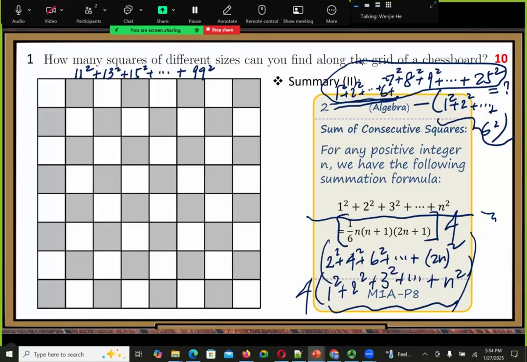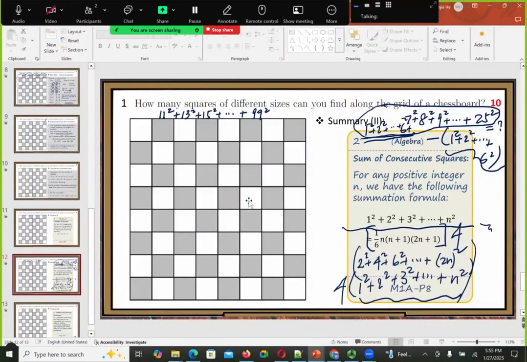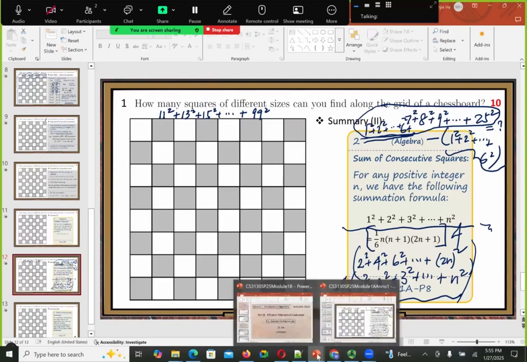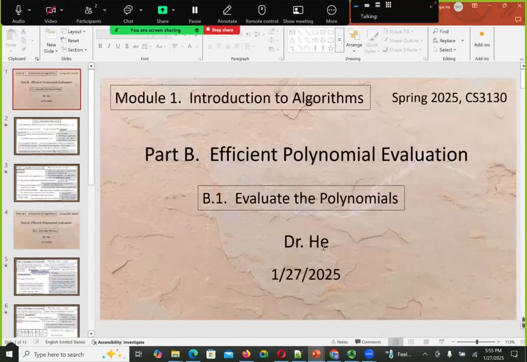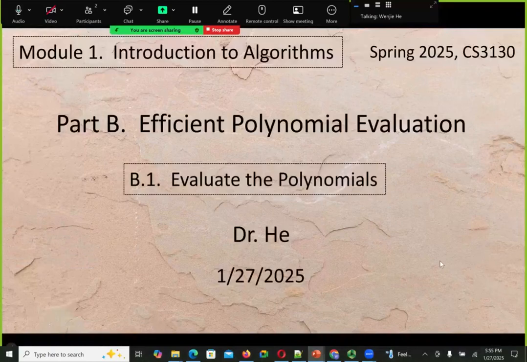So we finish part A. So let's move to part B. New topic. Part B, the topic, efficient polynomial evaluation.